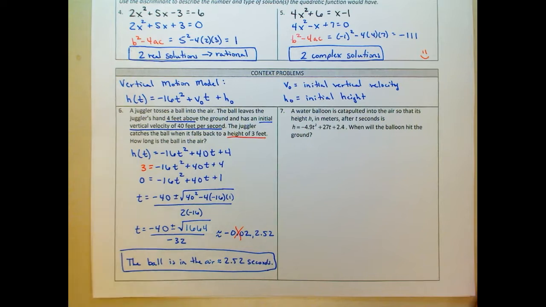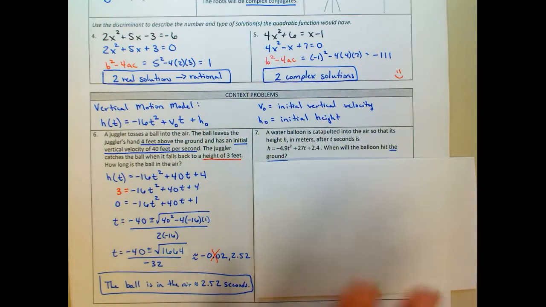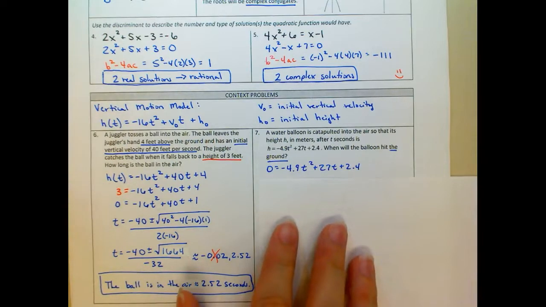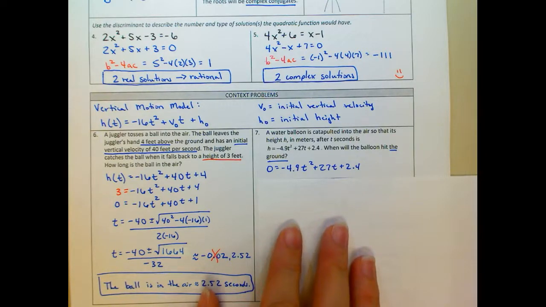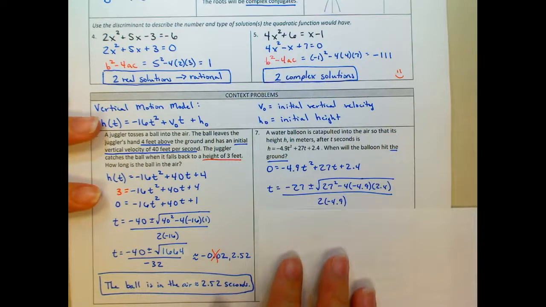Okay? Alright, go ahead and try number 7, and when you're ready, turn the video back on. Alright guys, so when you set this up, hopefully you started by setting it equal to 0 as it is hitting the ground. Now one thing you're going to notice is I did not eliminate the decimals here. And again, this is because this is a context problem. So I knew my answer was going to be probably an approximation. So if it wasn't exact, I was going to a decimal anyway. So I went ahead and left it in decimal form.